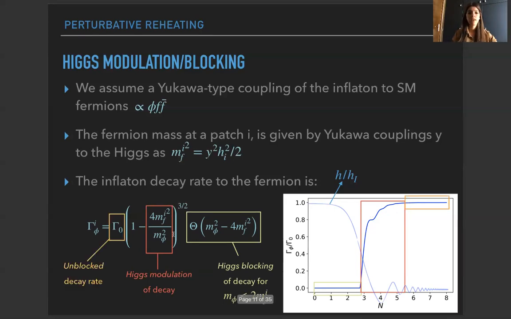And finally, we have the unblocked decay rate, which is the decay rate of the inflaton to these fermions when you have no Higgs blocking and no Higgs modulation, and you're somewhere over here where the Higgs has made the fermion mass much smaller than the inflaton mass. So your decay rate is practically gamma naught over here.